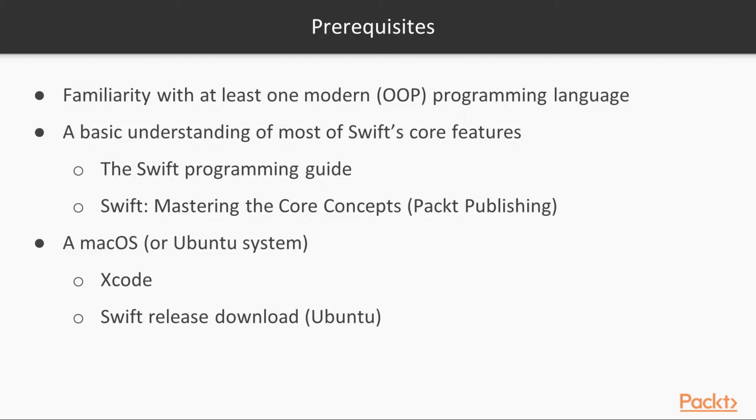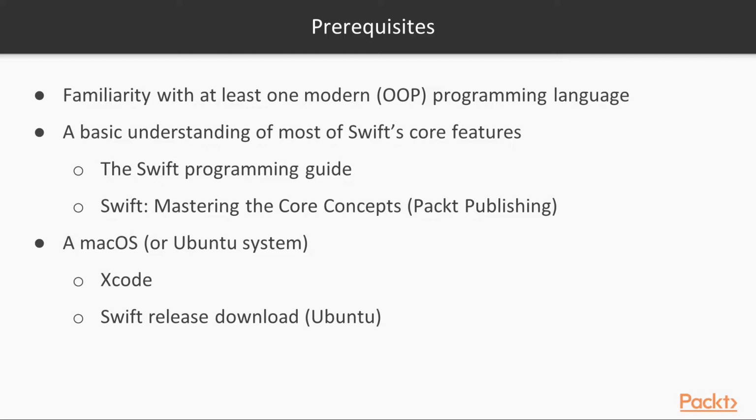In order to study this course, you should have familiarity with at least one reasonably modern object-oriented programming language, such as C++, Python, C#, Objective-C, or Java. We won't be teaching any fundamental programming concepts, so knowledge here is assumed. You should also have a basic understanding of most of Swift's core features. This means you should have read through most of Apple's Swift programming guide. Content in Exploring Swift will take you deeper into these concepts and teach you real working Swift for modern application development. In order to program in Swift, you need access to an Ubuntu system or preferably a modern macOS system.